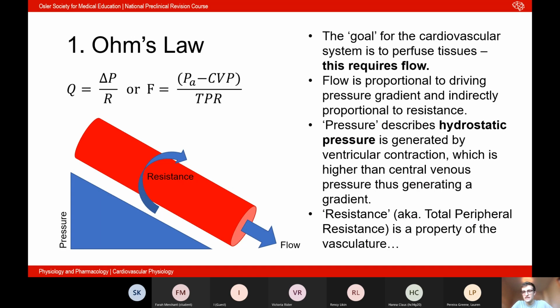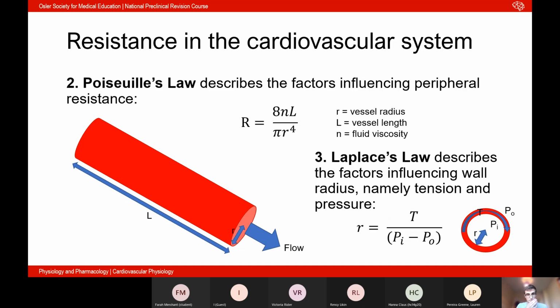So hemodynamics is the physiological properties of blood flow. And if we think holistically, what's the function of the cardiovascular system? Well, it's to perfuse tissues, and for that we need blood flow. And blood flow is described by Ohm's law. So Q, which is what Ohm assigns flow, is given by a pressure gradient divided by resistance to flow. In this case, that pressure is provided by the heart. We call it hydrostatic pressure. And resistance is a property of the vasculature, which is opposing the direction of flow, if you like.